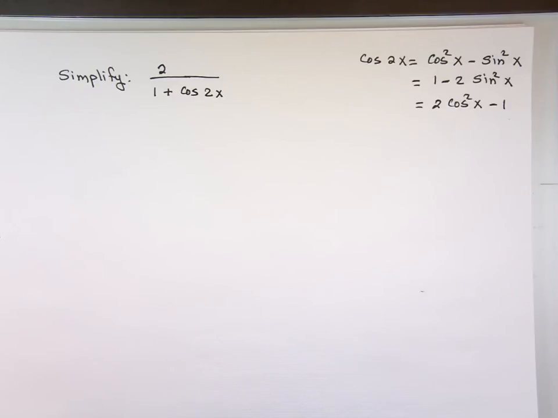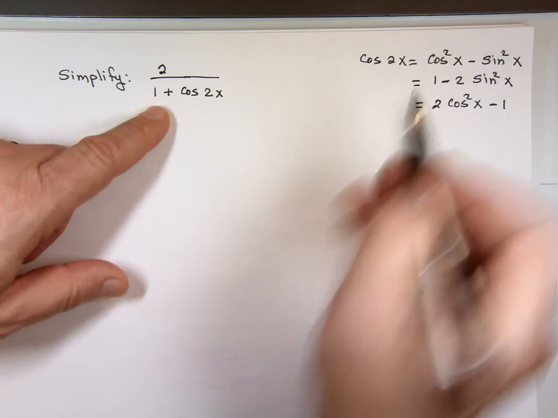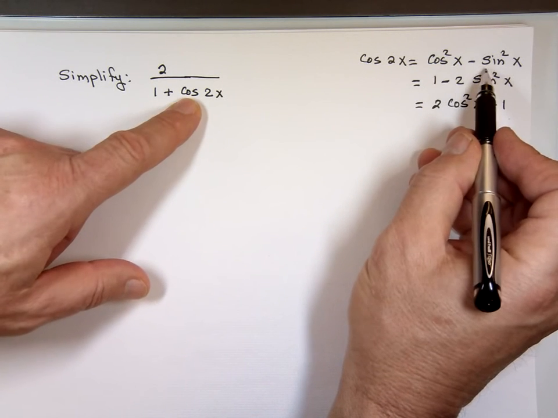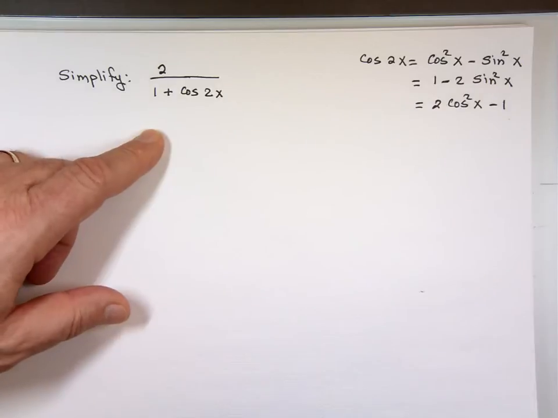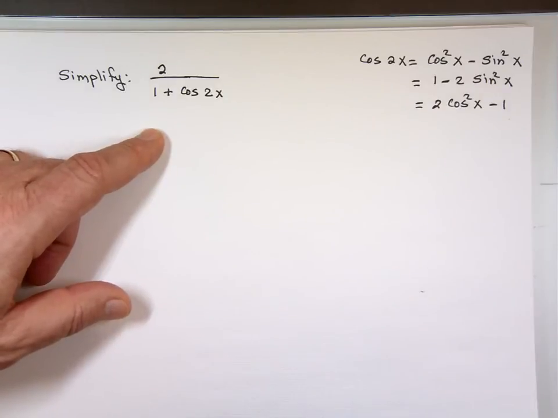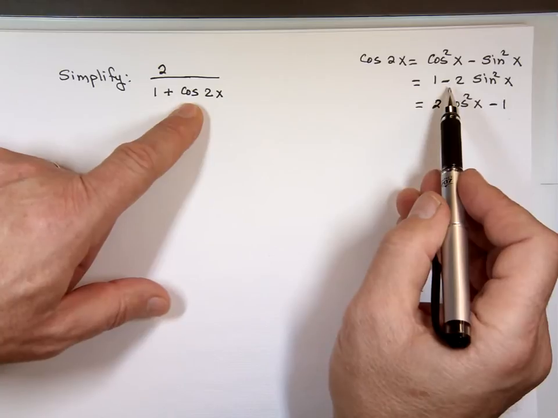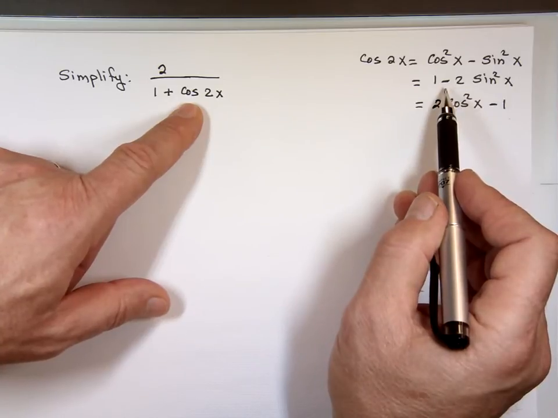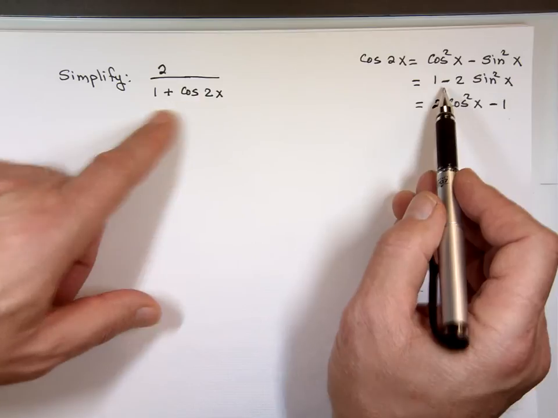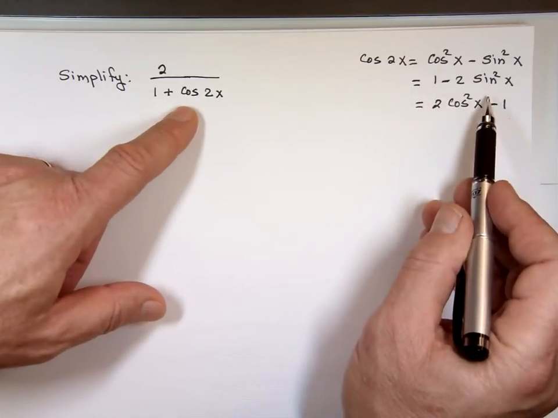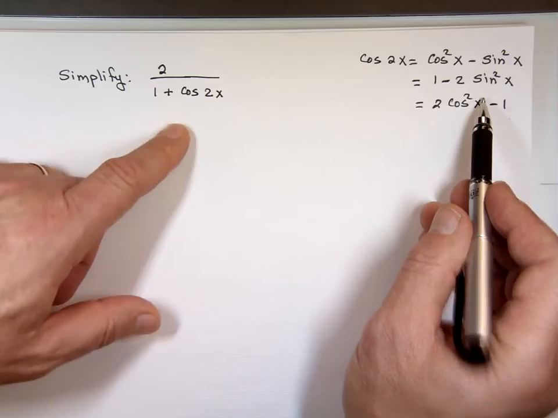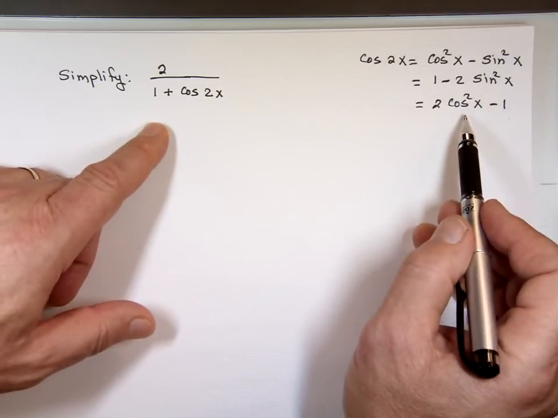Now if I look at the bottom, I'm trying to simplify the bottom. Well, if I use this one, the cosine squared minus sine squared, is that going to make the bottom simpler? No. So maybe that's not a good option. What about if I use the second one? Probably not, because this becomes 2 minus 2 sine squared. What about if I use the last one? Let's try that.